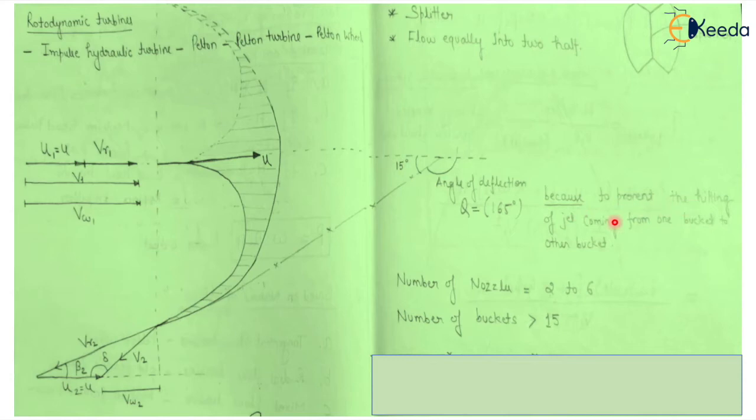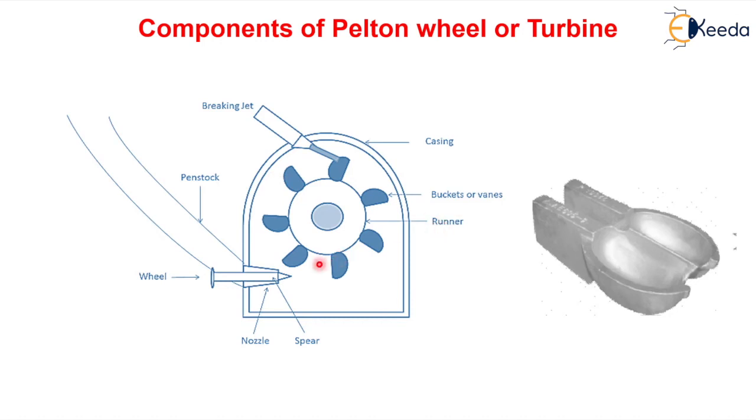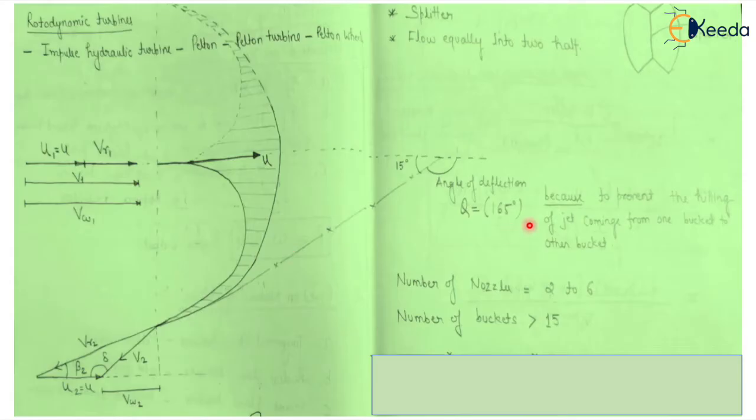Because to prevent the jet coming from one bucket from hitting the other bucket. So in this case, suppose this one is the bucket. If water is striking like this and this deflection has been provided, water will go like this. If there is no deflection, then water will go like this and it will hit this bucket. So to prevent the jet coming from one bucket from hitting the other bucket, an angle of deflection has been provided.